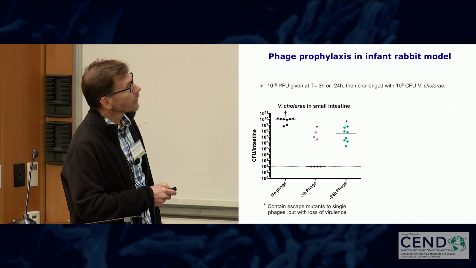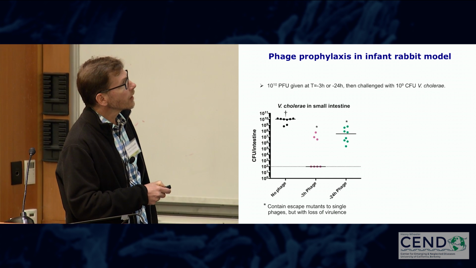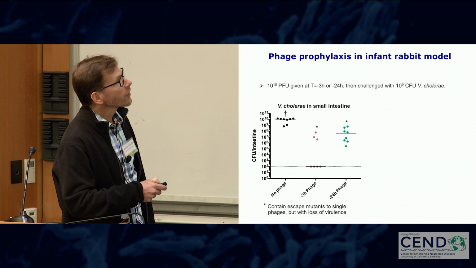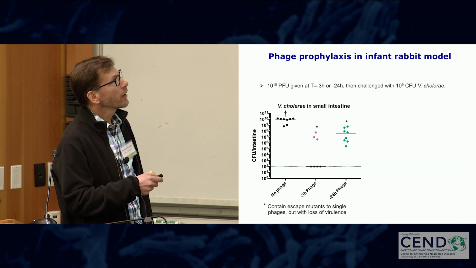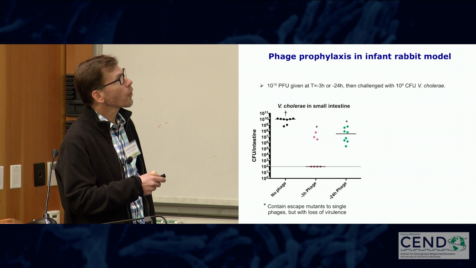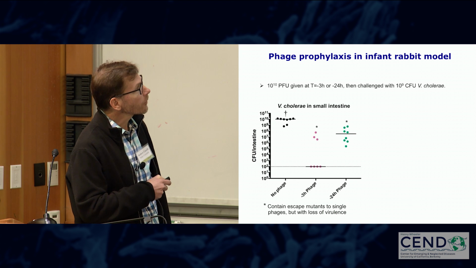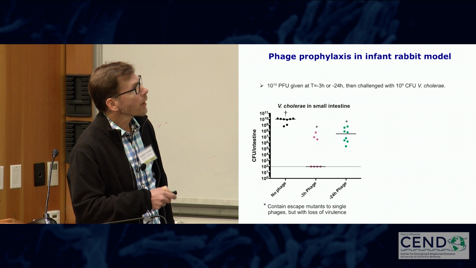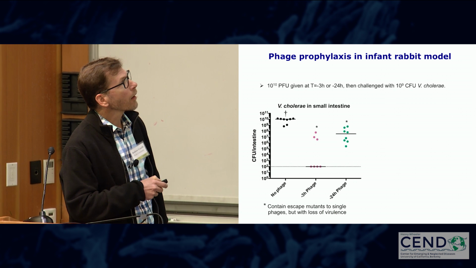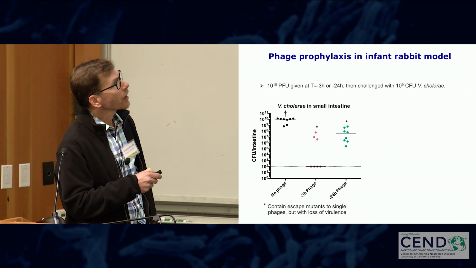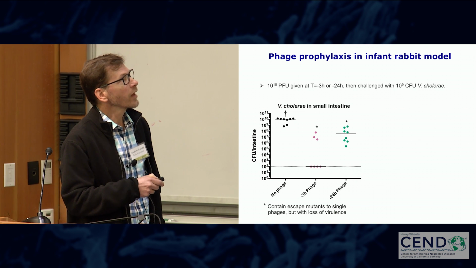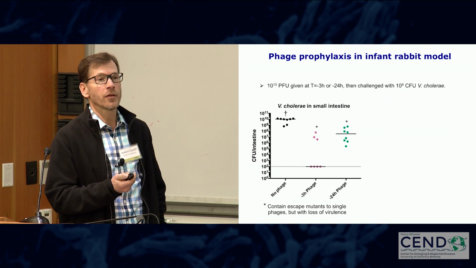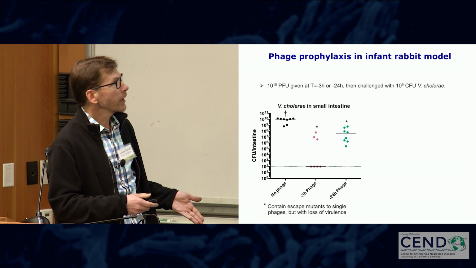So the 3 and the 24-hour prophylaxis groups are shown here. The 3-hour gave, again, this bimodal protection. 4 of the animals cleared the infection. 3 were colonized, but about 4 orders of magnitude lower than the no phage prophylaxis group. In the 24-hour prophylaxis group, they were all colonized, but again, a couple orders of magnitude lower than this group. And importantly, none of these animals showed any signs of disease, no watery diarrhea.